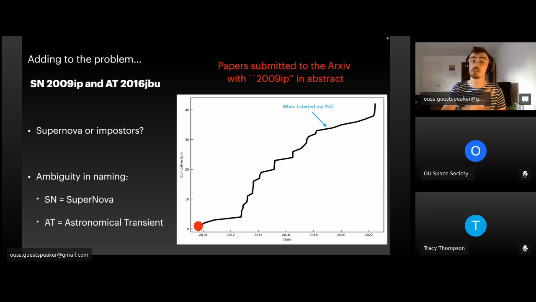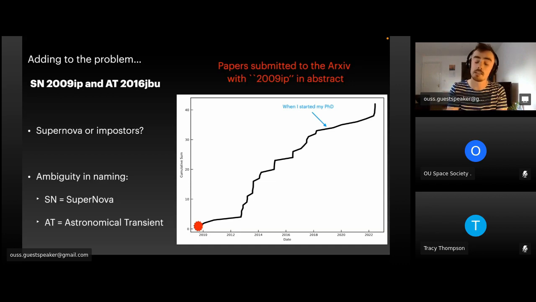But I can just show you that these two objects, although they are very similar, which I'll show in a few slides to come, the naming convention wasn't really set because we were so uncertain of what exactly they were. And just on the right-hand side here, I've made a little plot showing what essentially happened with 2009 IP.